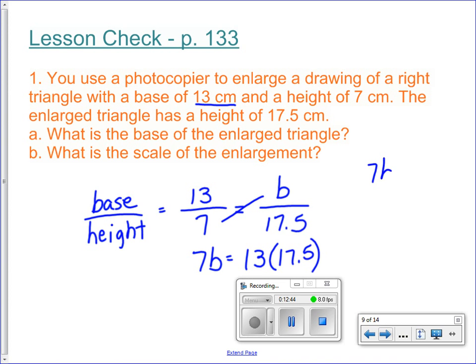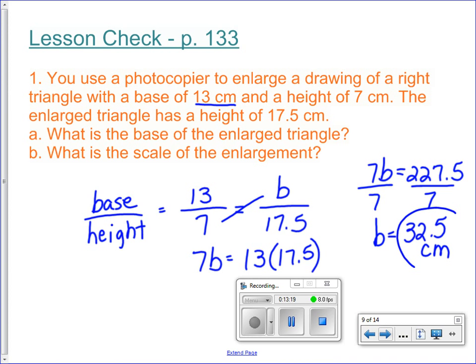Okay, I'm going to move up here. Multiplying together, 13 times 17.5, we get 227.5. Dividing both sides by 7, the base would have a length of 32 5/10, and since all of our numbers are in centimeters, so will the base be 32.5 centimeters.